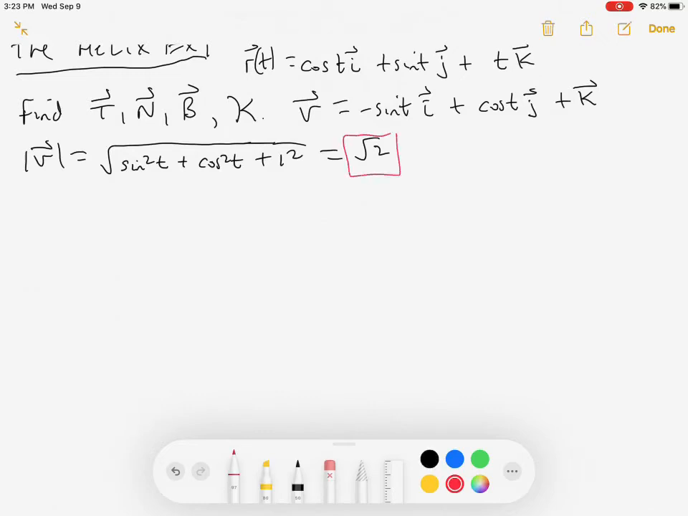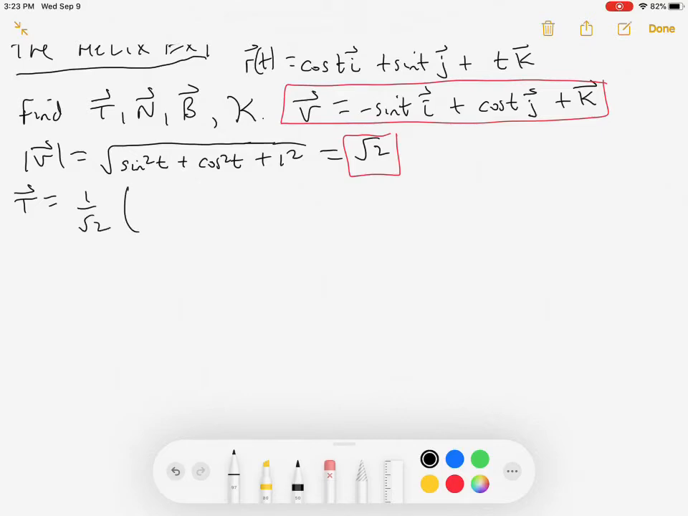So let's get all this stuff straight here. There's that, and there's that. So now T, which is V over the norm of V, is going to be, I'm going to write it like this: 1 over the square root of 2 times V, which is minus sine T i plus cosine T j plus k. So there's T.